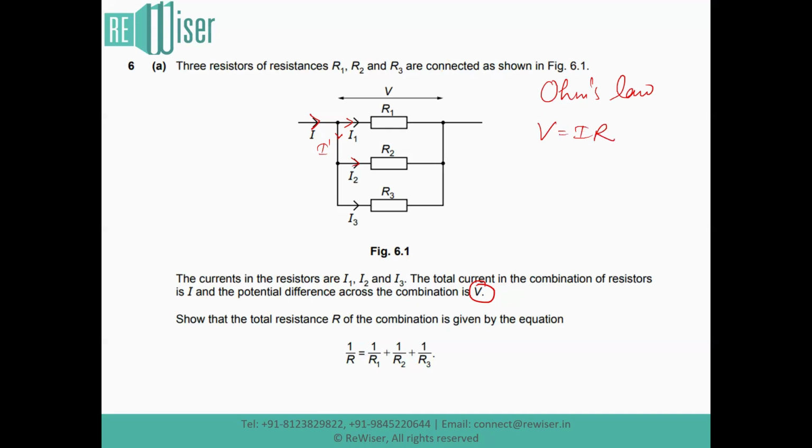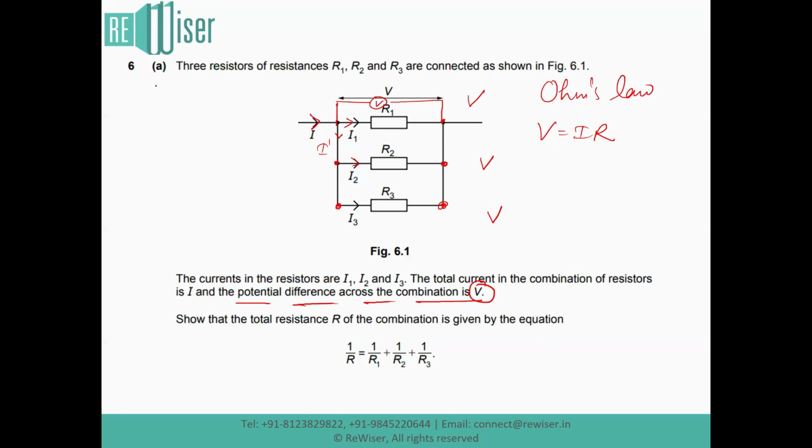Now what is written here: the potential difference across the combination is V. That means if you took a voltmeter and measured the voltage here, it will give you voltage V. If you measure across these two terminals, it will give you V. If you measure across these two terminals, it will again give V. That means the voltage measured is constant.